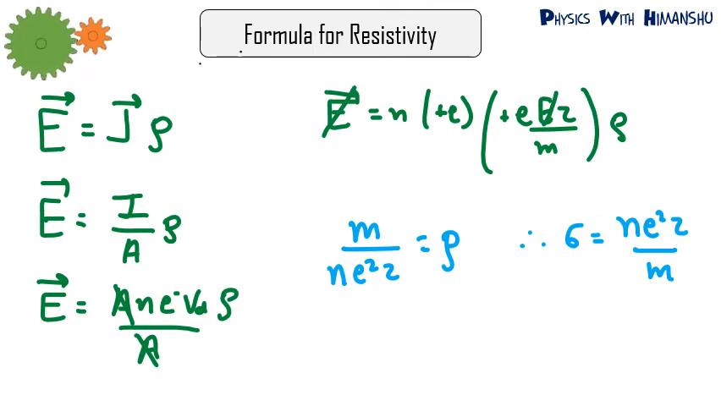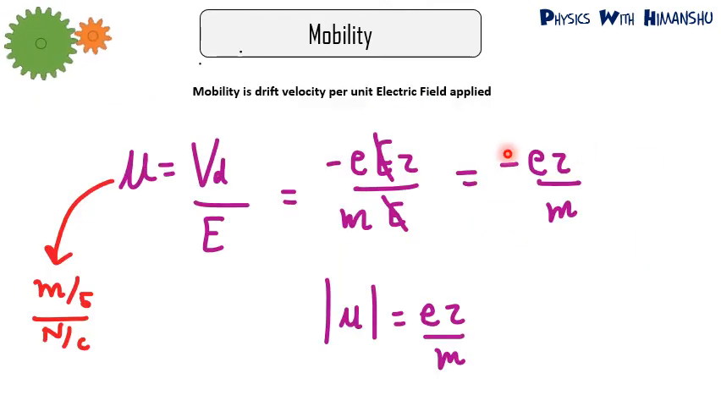Okay, now there is one more very important parameter called mobility. So mobility is drift velocity per unit electric field applied. So what is the meaning of mobility? The value of mobility tells you how easily a charge can move when electric field is applied. So if you apply electric field and if there are two charges, my question is, which charge will move more easily? So basically you will look at the value of mass and the value of charge. So basically mobility is drift velocity divided by electric field. E and E will get cancelled out, so mobility will be minus E tau by m.